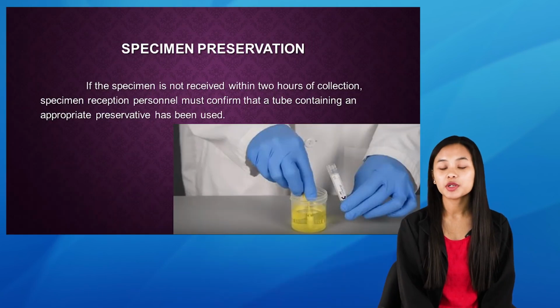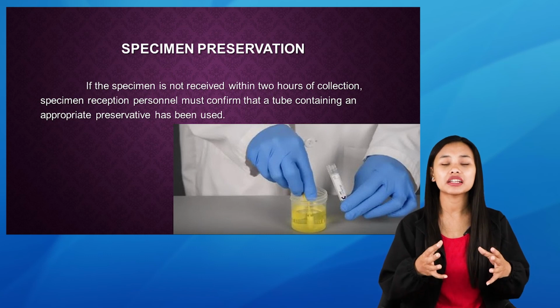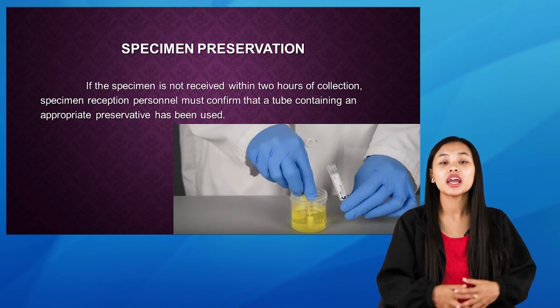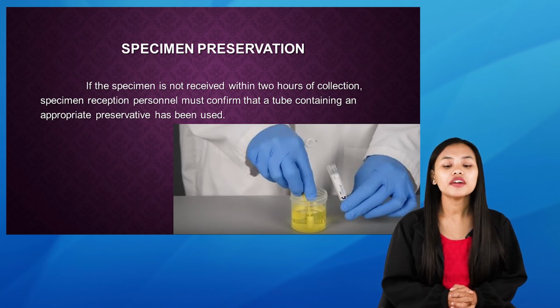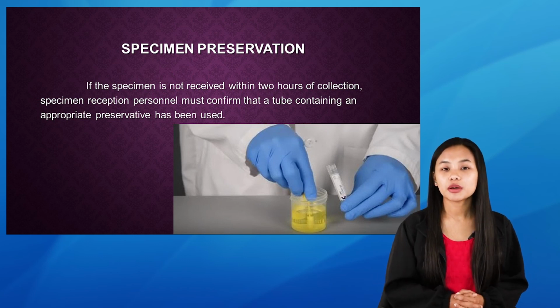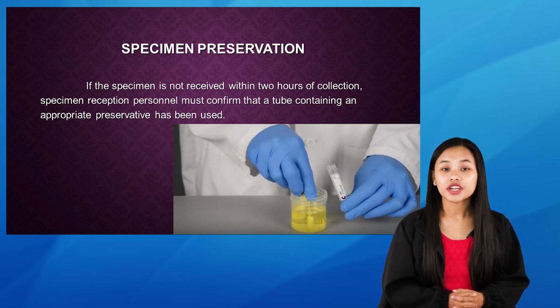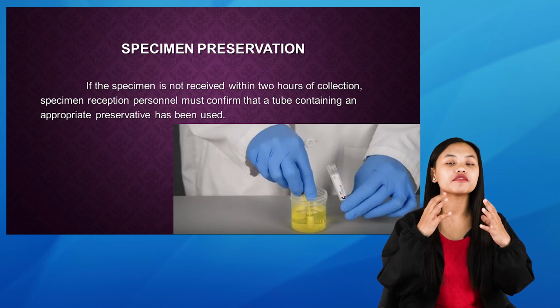The next is the specimen preservation. As I've said, as soon as the specimen is collected, you must make sure that you immediately send it to the lab. If the specimen is not received within 2 hours of collection, then the specimen reception personnel must confirm that a tube containing an appropriate preservative has been used, and also confirm that the specimen is received within the allowable time for the particular preservative tube used.